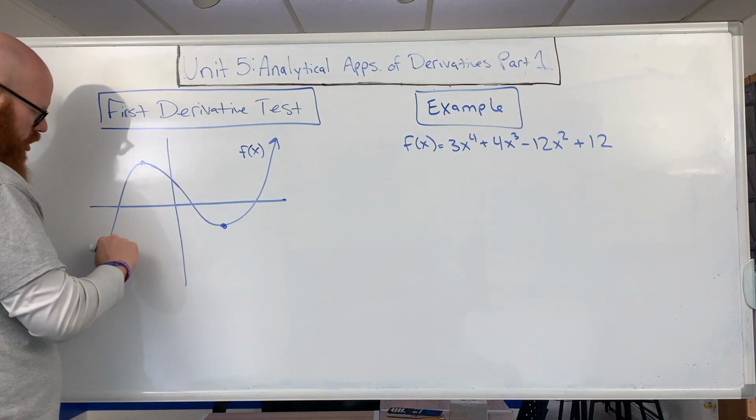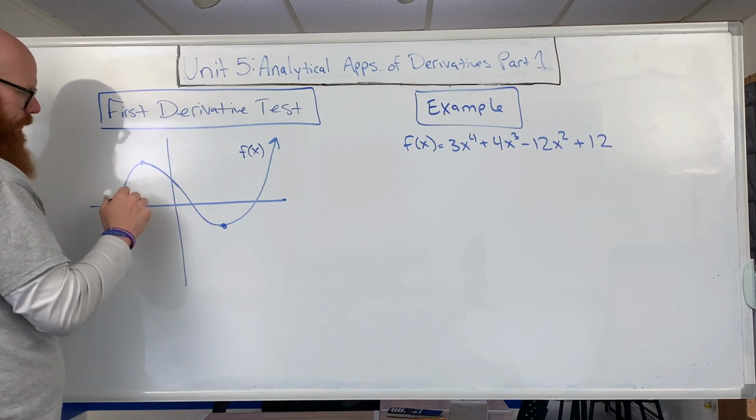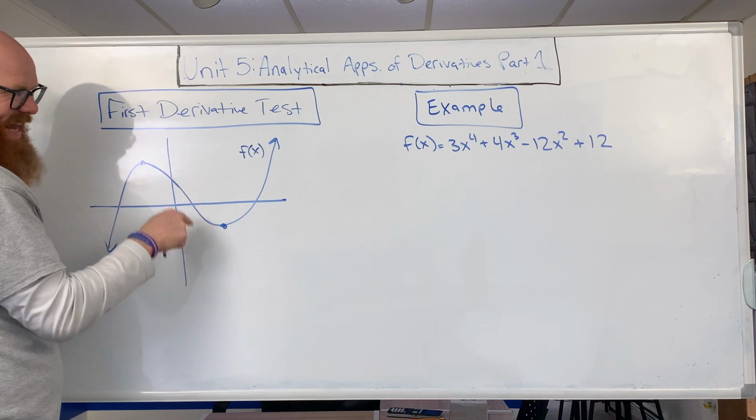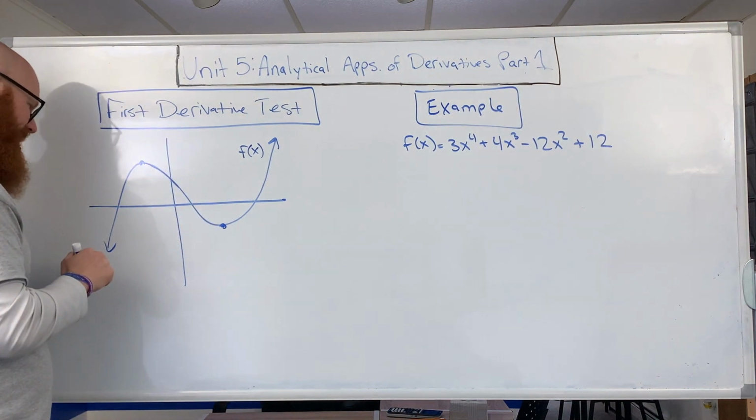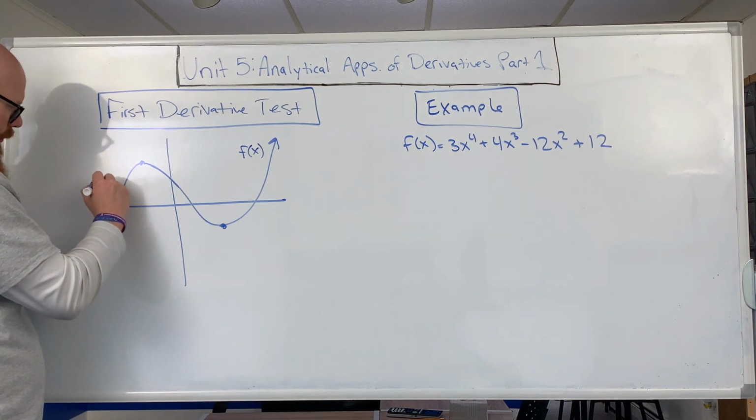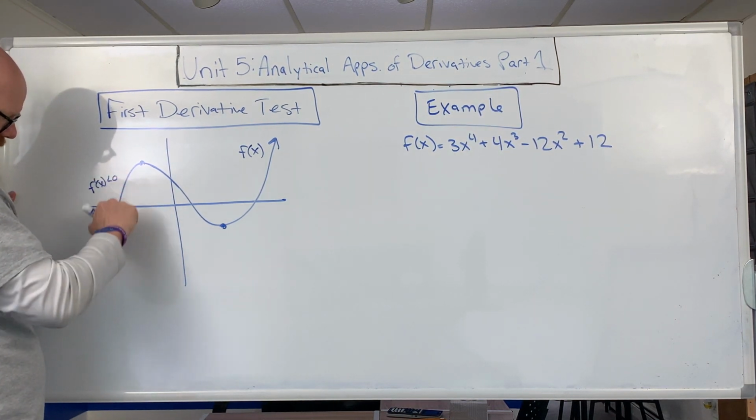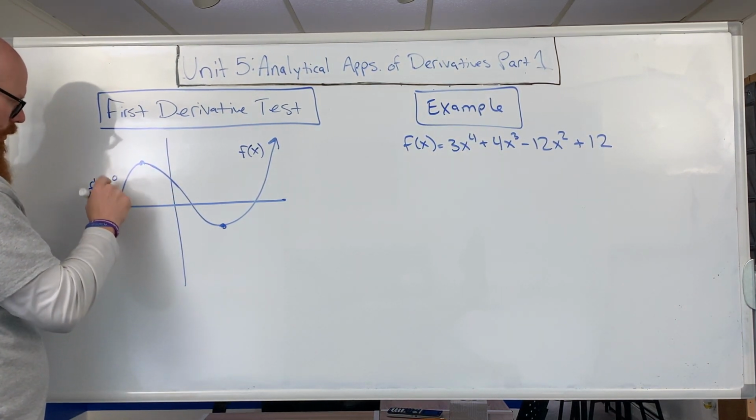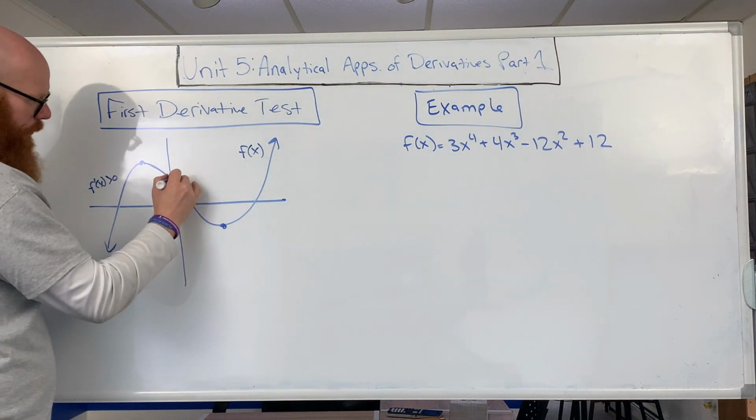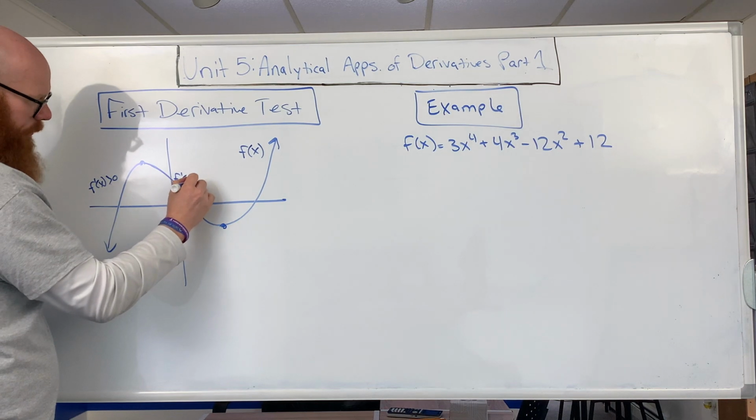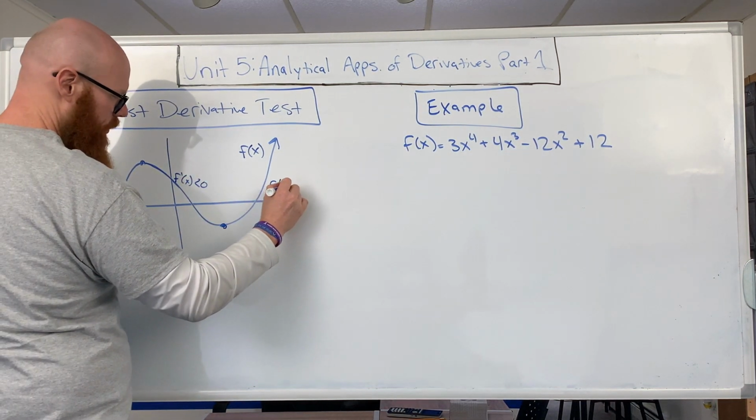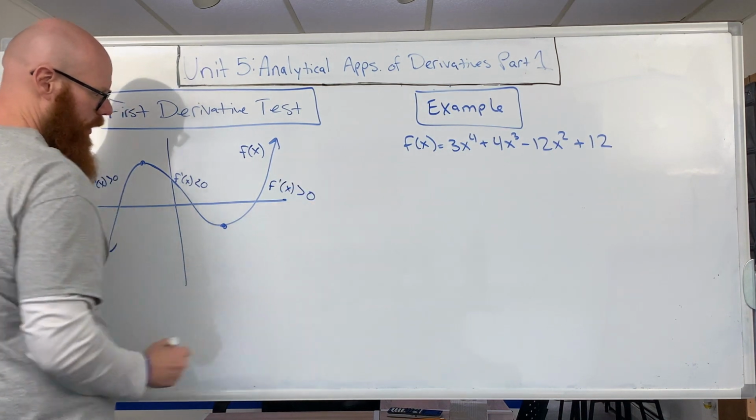When the original function is moving upward, the first derivative is positive. When it's moving downward, the first derivative is negative. So basically on this little interval here, the first derivative is positive, since this is moving upward. Then here it's moving downward, so the first derivative would be less than 0. And then it's moving upward again, so the first derivative would be greater than 0 again.